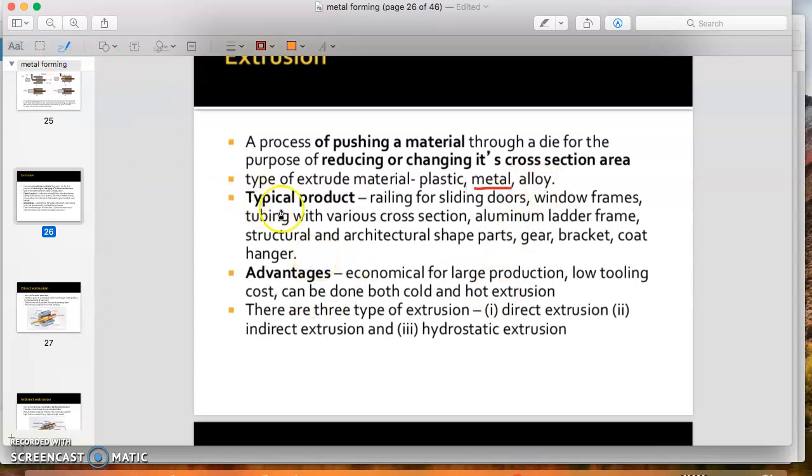Typical products are railing for sliding doors, window frames, tubes, aluminum ladder frames, and other products such as beams, railing, railroad, and any other product which has a long and continuous cross section. The advantages of this process are high production quantity, low tooling cost, and it can be done in cold and hot extrusion.